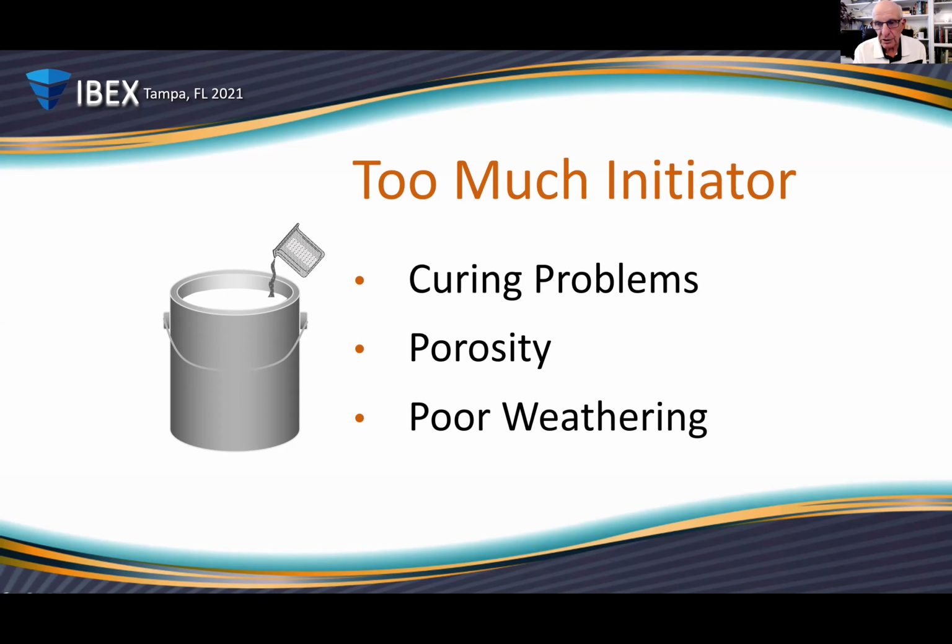There are some initiators that are formulated, they manipulate the monomer dimer ratio in the initiator. Some are formulated for vinyl ester resins, others are formulated for polyester resins. If you get the wrong initiator, you can have that kind of problem. But too much initiator can cause curing problems in the sense that, yeah, it's going to cure very quickly, but you might also have porosity, and you might end up with poor weathering because of too much initiator.